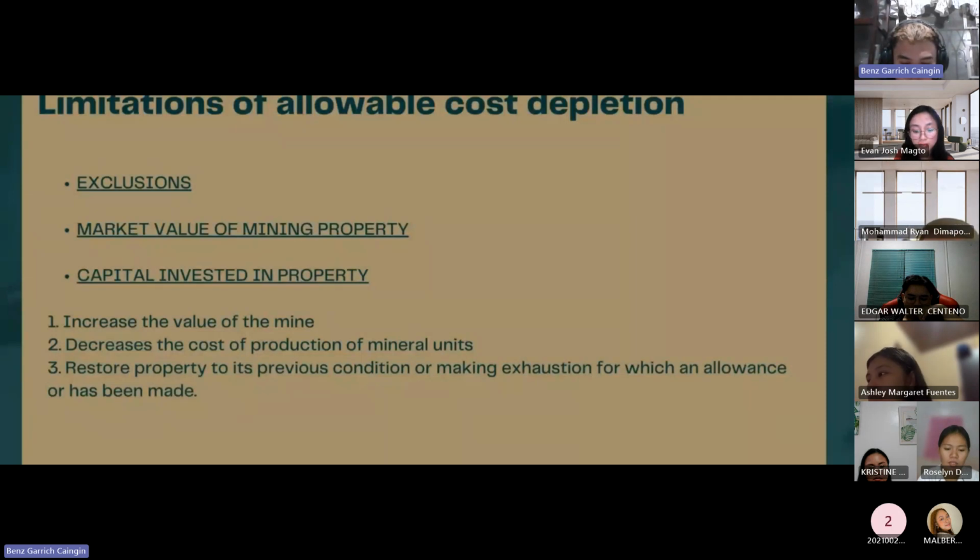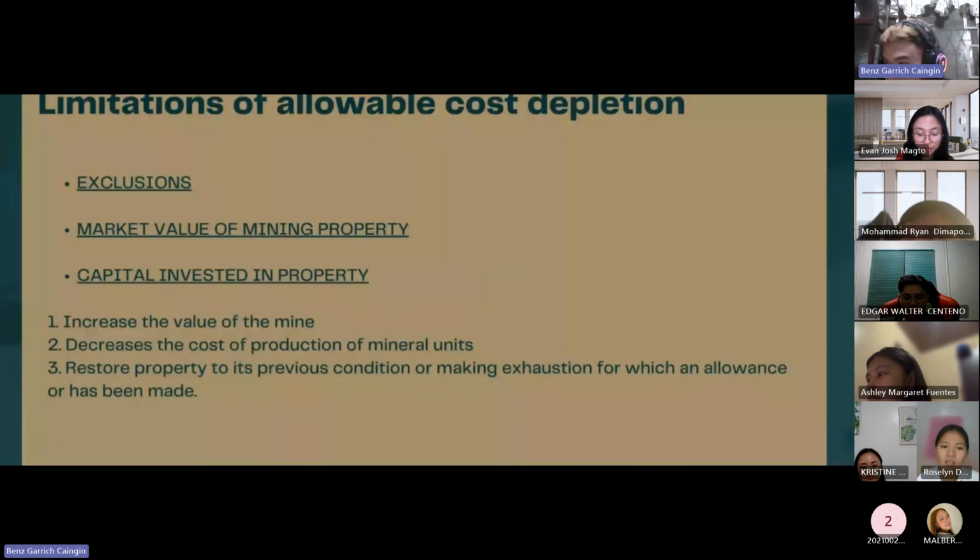Second, market value of mining property. The market value shall mean the actual market value of the annual gross output of the mineral or minerals extracted or produced from the particular mining property. The last one is the capital invested in property. The allowable cost depletion deduction shall be limited only to the extent of the capital invested in the particular mining property.